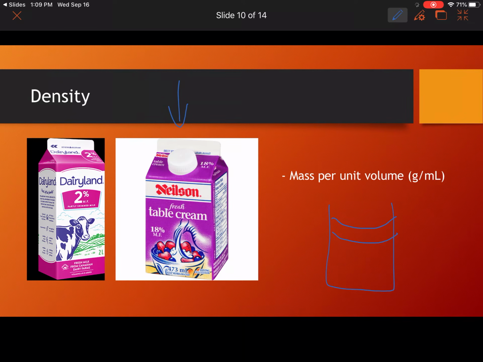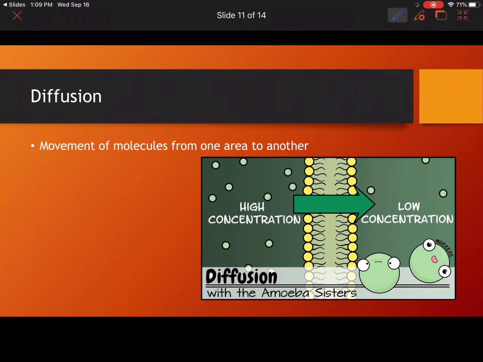So sometimes what we think is not always accurate, right? Density doesn't actually have anything to do with thickness. Density is just mass per unit volume. So if you've got the same volume of something, which one's going to be heavier? That's how you define that.